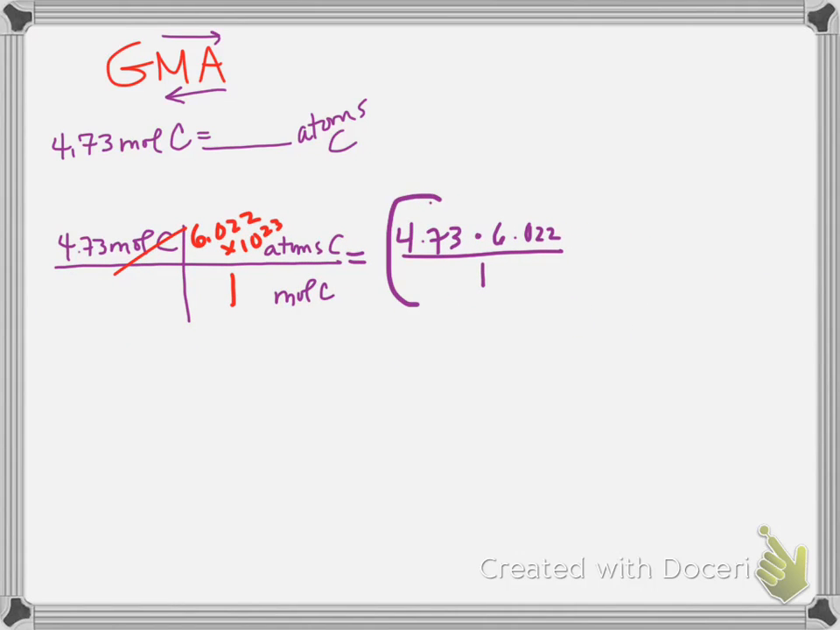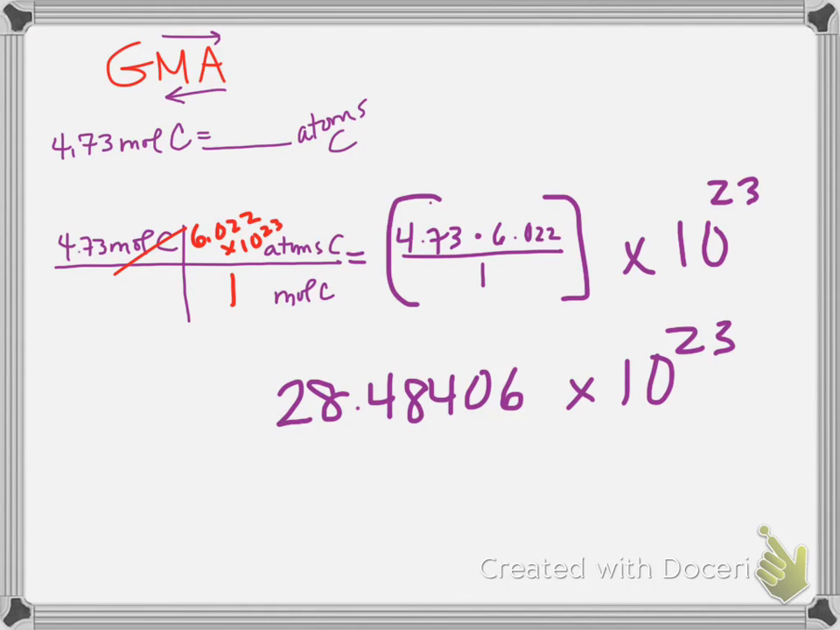And that whole mess times 10 to the 23rd. So I have to do a little bit of work to get my answer here. Okay, so I've got 28.48406 times 10 to the 23rd atoms of carbon. Is that an answer that I can leave? No. What do I have to do?